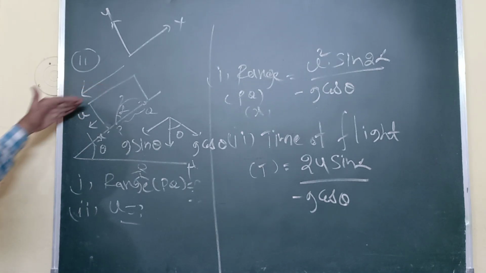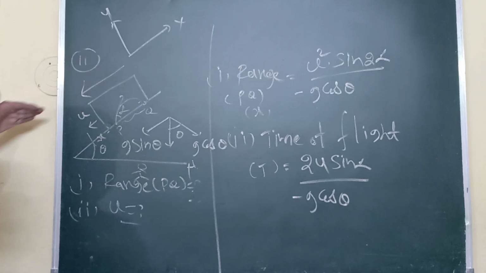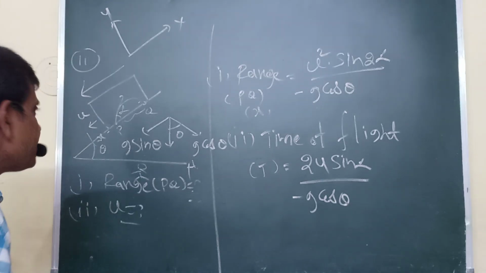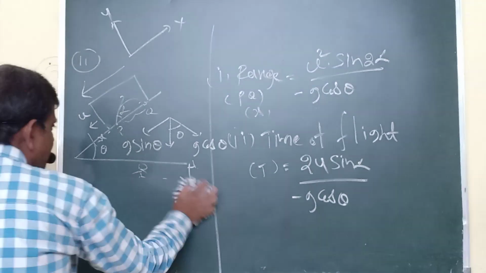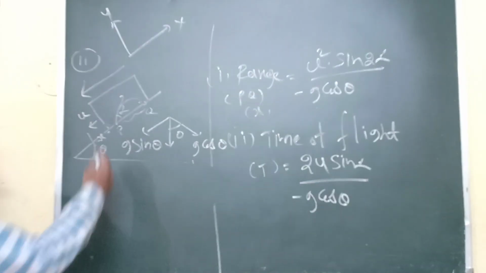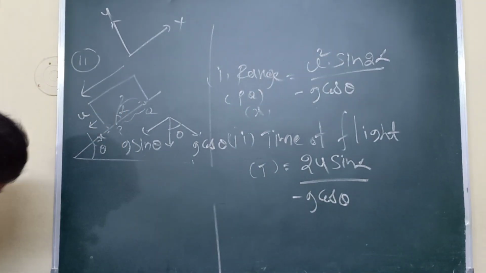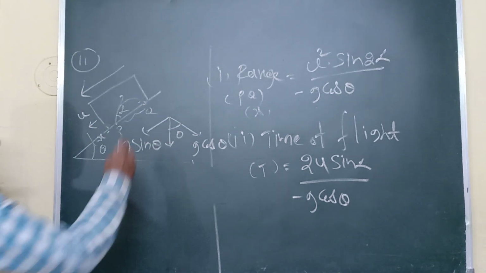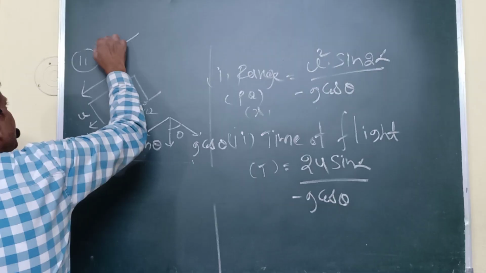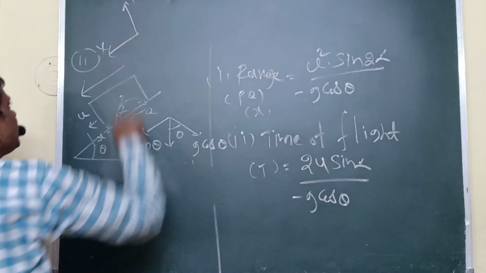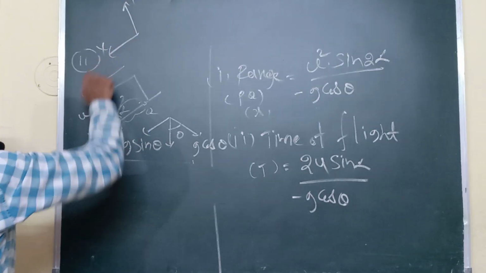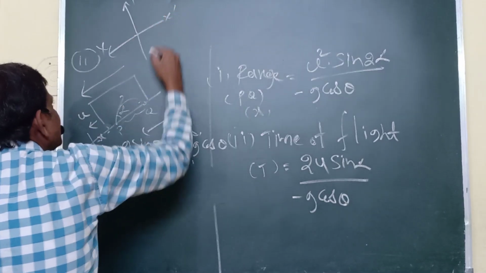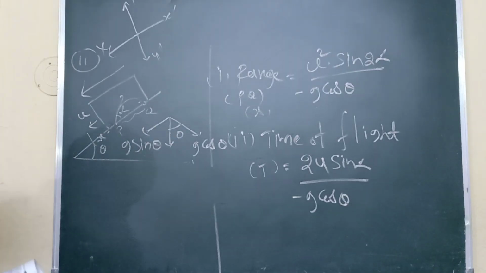Now next, what happens here? In the next case, the second case, the box is moving like this. So in that case, you take the coordinate system like this. In the second case, what is the coordinate system? This is the box moving direction, so you take it like this. This is x dash, and what about this? This is y dash.